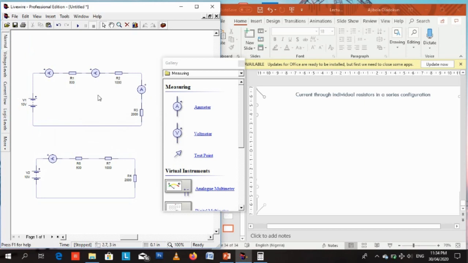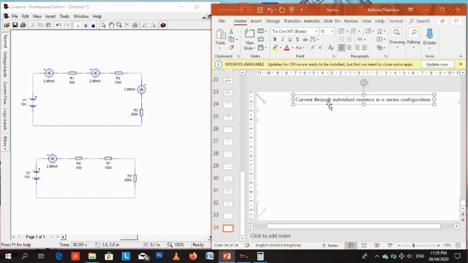And simulate. So we see that the current here has now dropped to 2 point something milliamps. I can't see this clearly. Maybe 2.9 or 2.86 milliamps. So now the same current, 2.86, 2.86, 2.86. So it's the same current flowing through all three resistors. Even in the second circuit, where I use just one ammeter, it's the same thing. So there was no need for us to get 3 ammeters.